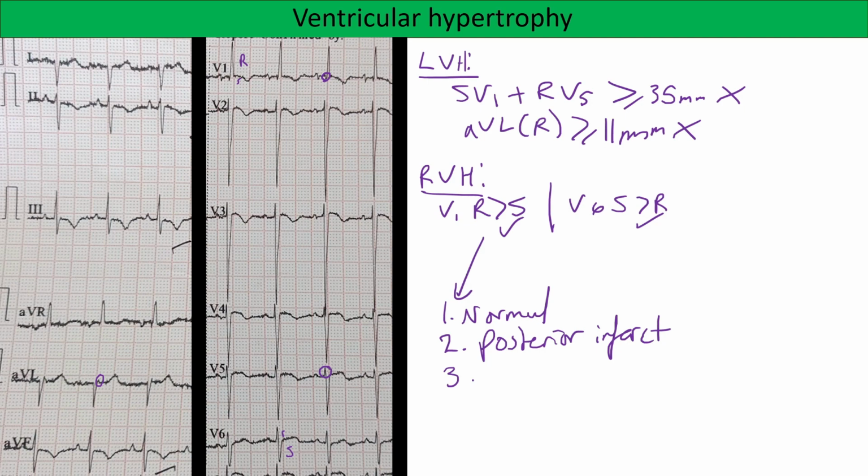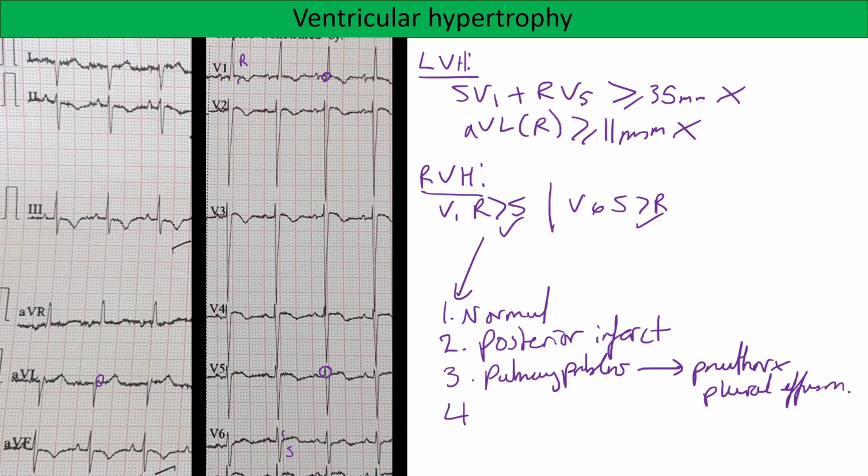Third, we have pulmonary problems. So for example, a pneumothorax or a pleural effusion. If you think about it, let's say the patient had a left-sided pneumothorax, that would shift the heart to the right. Now V1 generally looks at the right side of the heart, but actually now it will start looking at the left and you get a tall R wave. Fourth is Wolff-Parkinson-White. And of course fifth is right ventricular hypertrophy.